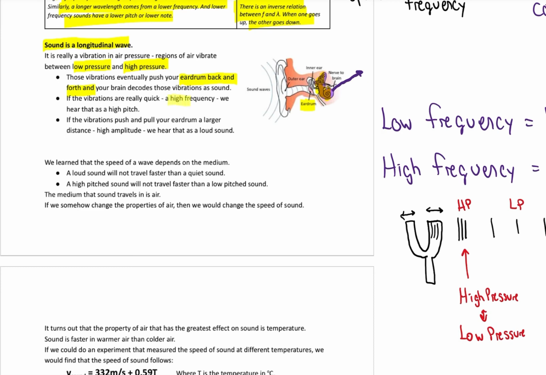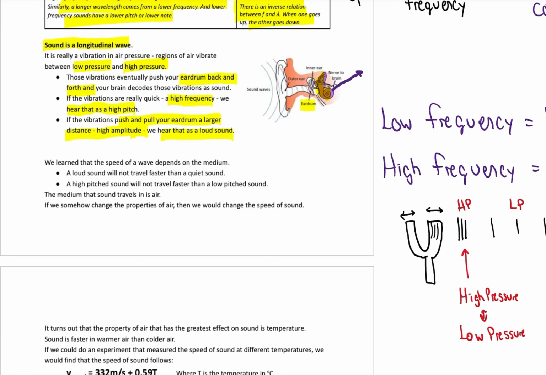If the vibrations are really quick, or what we call a high frequency, your eardrum's fluttering back and forth really quickly, and your brain decodes that as a high pitch. If the vibrations push and pull your eardrum a large distance, that means a high amplitude. Your brain decodes that as loud.